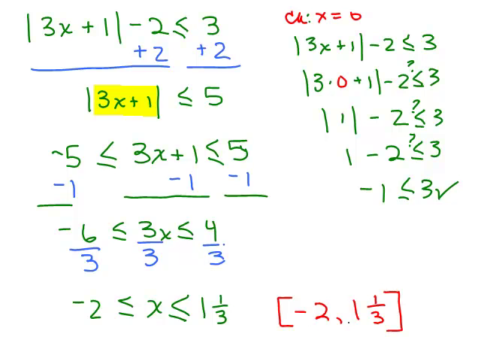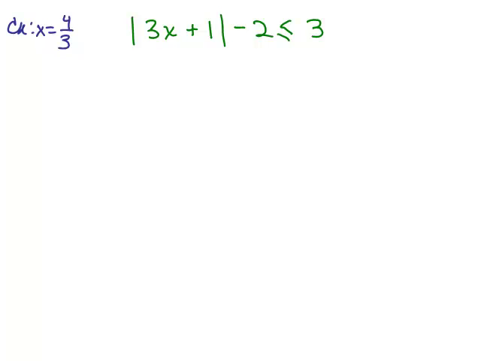And again, the only way to know whether your endpoints, negative 2 or 1 1/3, are correct is to actually plug in negative 2 for x, and also plug in 1 1/3 for x. So just because a lot of people have trouble with fractions, I'm going to go ahead and plug in the 1 1/3. We'll try that. So let's go ahead and plug in 4/3 for x.